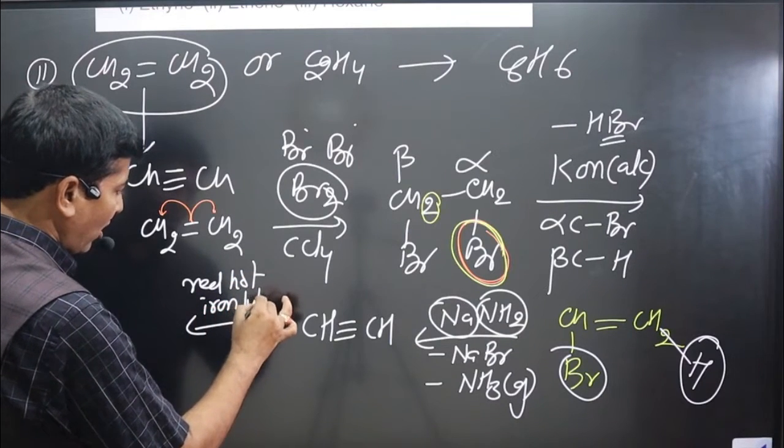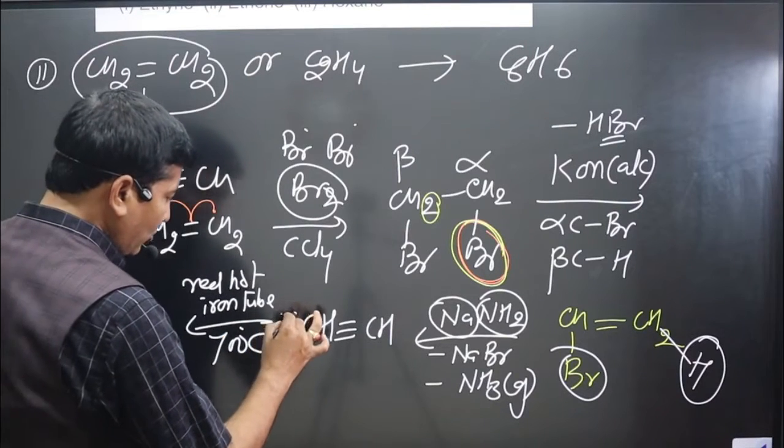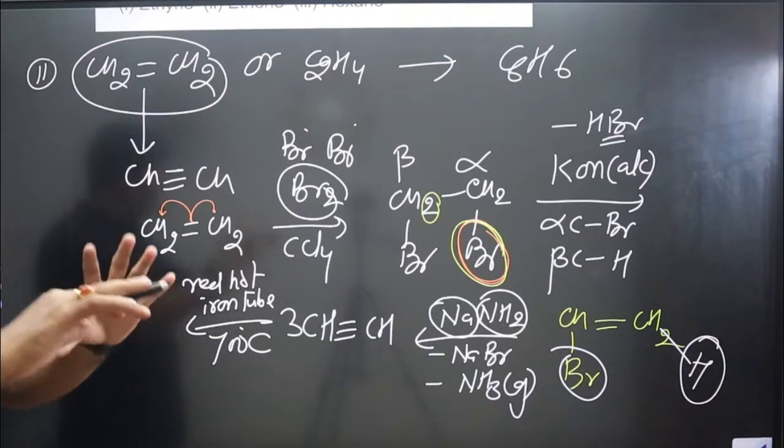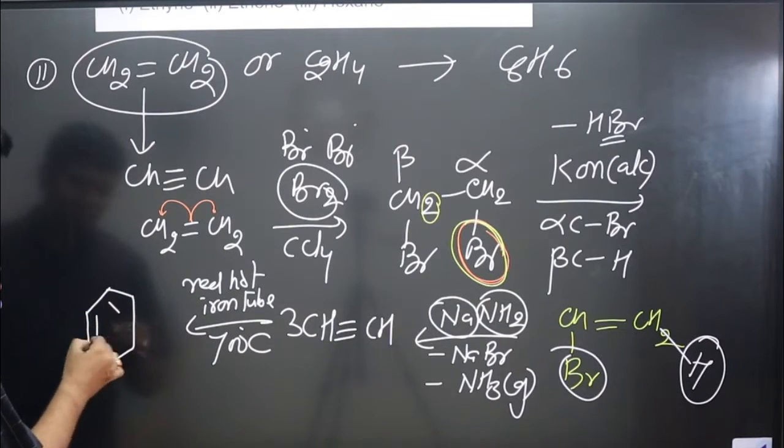Iron tube is the red hot iron tube. How much temperature do we maintain? 700 degrees Celsius. We have to take three molecules, and these three molecules will condense together and convert into the benzene ring. This is what we have, the benzene ring.